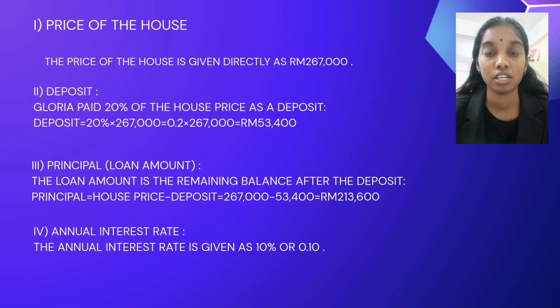After finding the deposit, I calculate the principal, which is the loan amount Gloria needs to borrow. To get the principal, I subtract the deposit from the house price. 260,700 minus 52,140 equals 208,560. Finally, the annual interest rate for the loan is given as 10%, which can also be expressed in decimal form as 0.10. That is the full breakdown of how I arrive at the deposit, principal and interest rate.